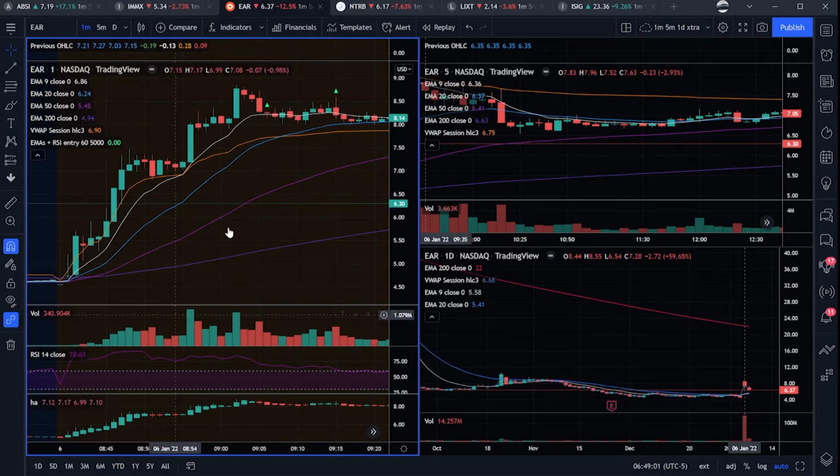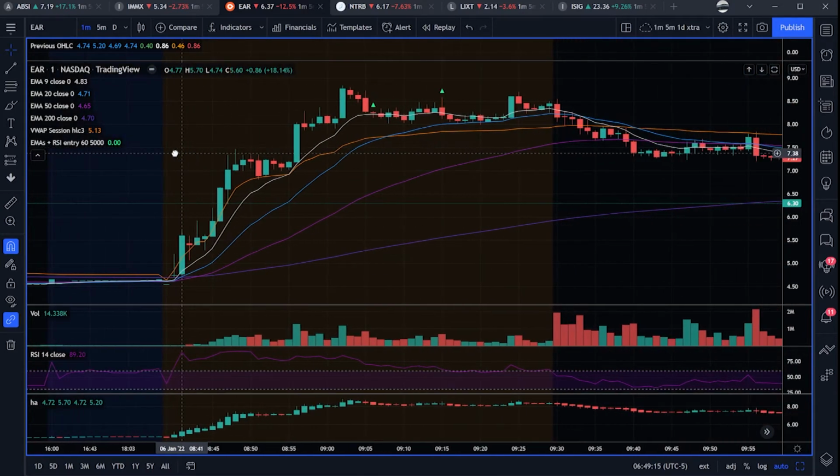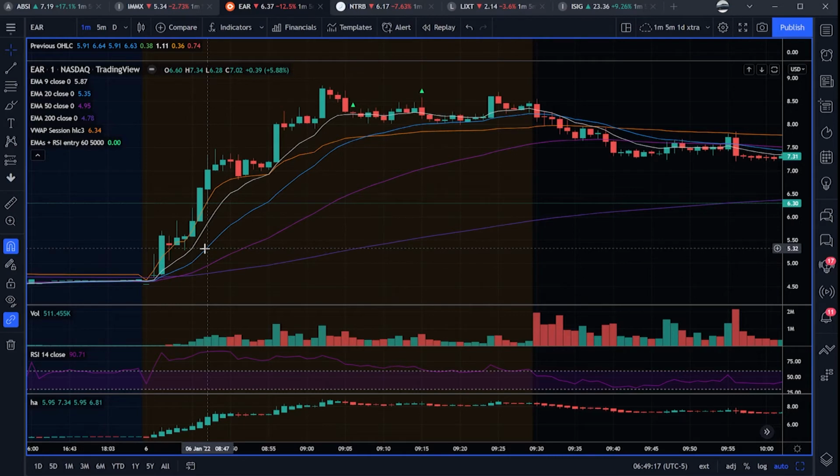This is usually my TradingView layout that I use for trading, and there is also a video for this one on how to make it, so you can check it. I'll link all the videos I'm referring to in the description below.